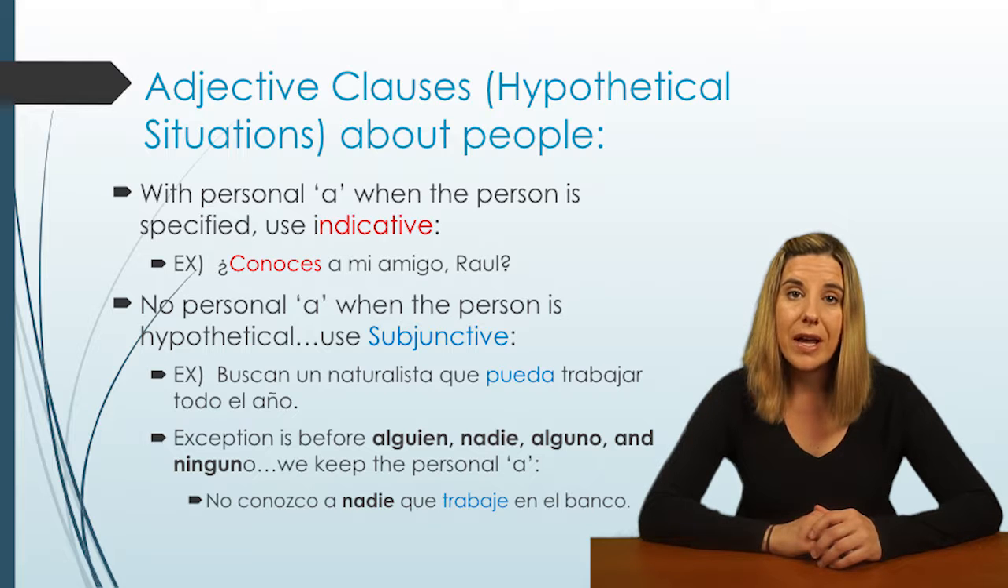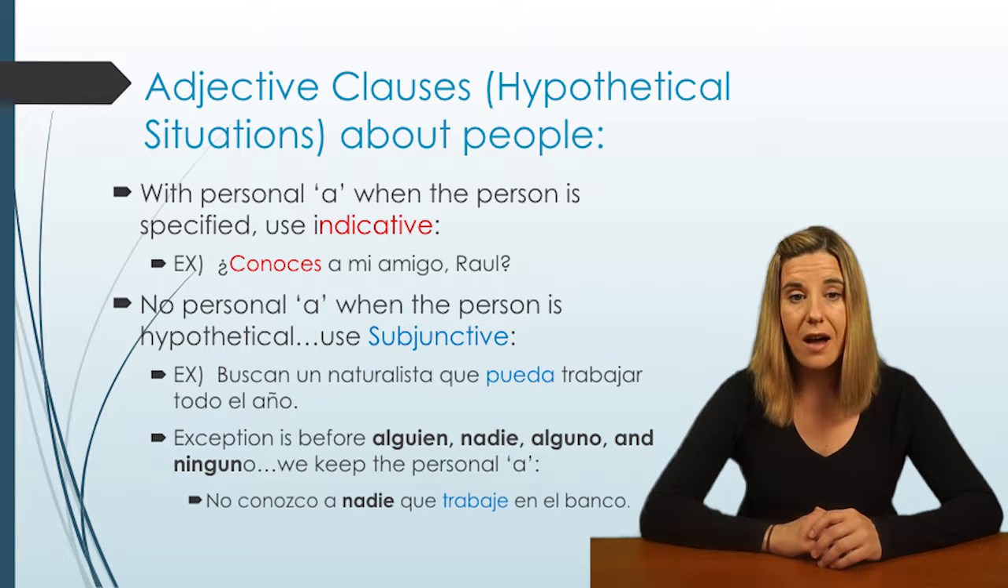When we're talking about a hypothetical person or somebody we don't know to exist in reality, we use no personal a and the subjunctive tense. It would sound something like this. Buscan una persona que pueda trabajar todo el año. They don't know if this person actually exists, so we use the subjunctive with the verb pueda, and there's no personal a before the noun.